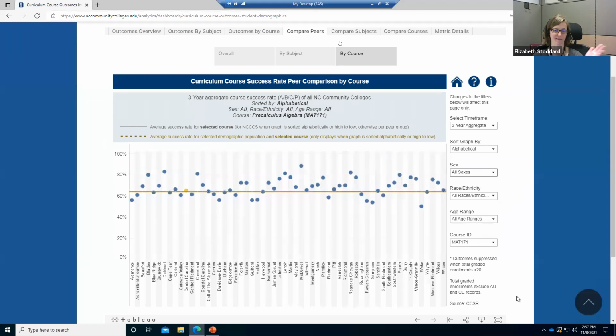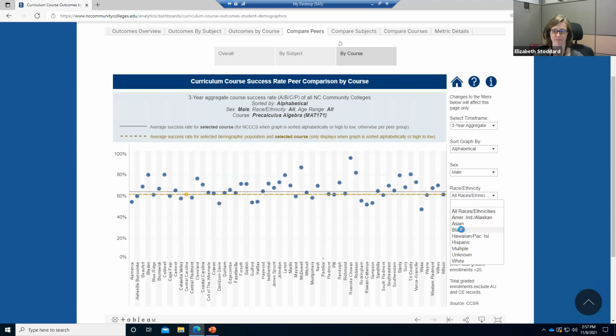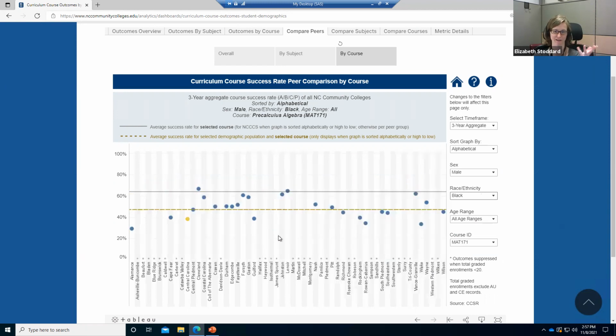So this is just showing us the success rate in Math 171 overall across the colleges for all students. We can see that the average was 64%. But then if I filter down to Black males, we might see these lines change a little bit, the circles move a little bit.